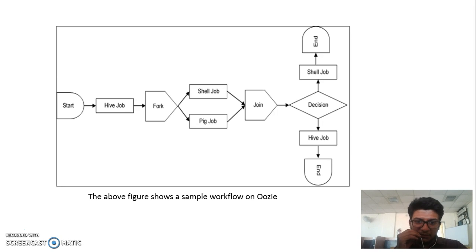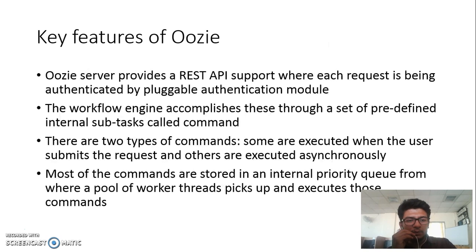which is again a control flow node, and it forks that job into two jobs: shell job and pig job. Now these two jobs execute on their own independently, and then combine their outputs in the join node, which is again a control flow node, and then it is given to the decision node. And according to the decision that is made, either of the branches of the control flow is executed. Either the hive job is executed or the shell job is executed. So this is how the control flow is made, and this is how it works.